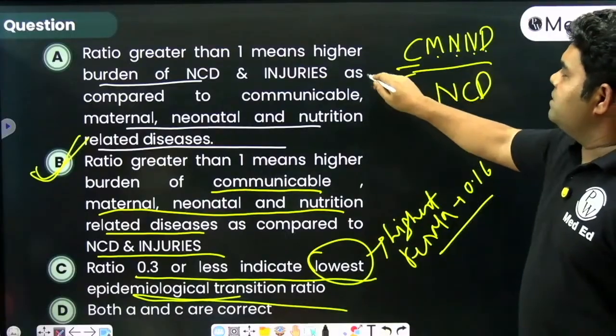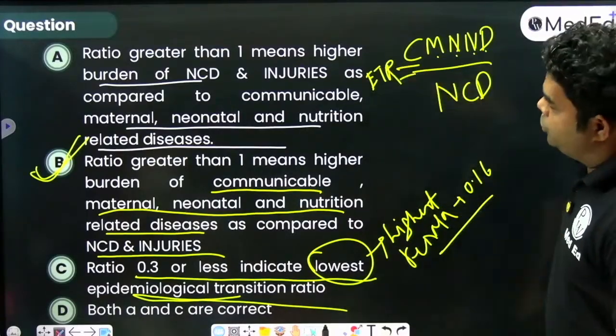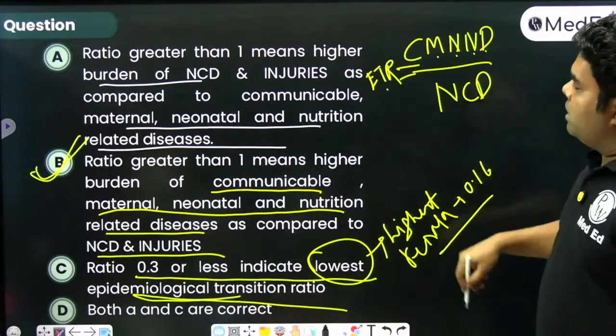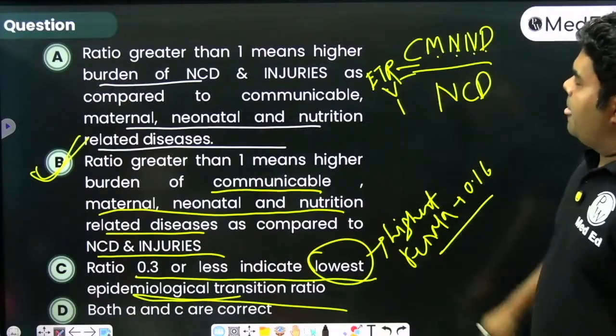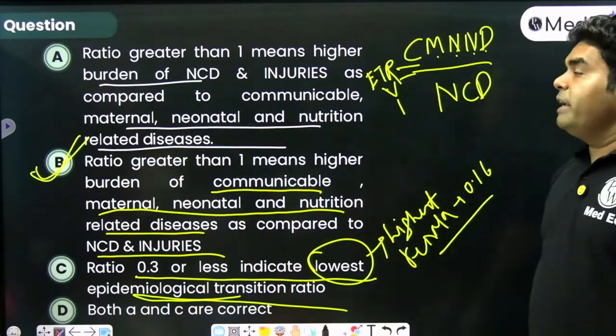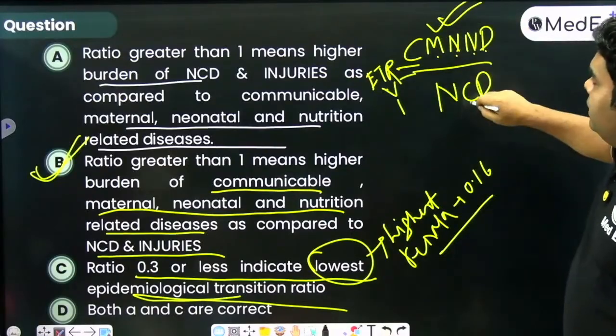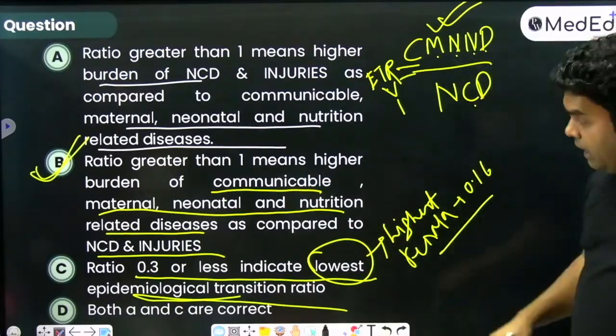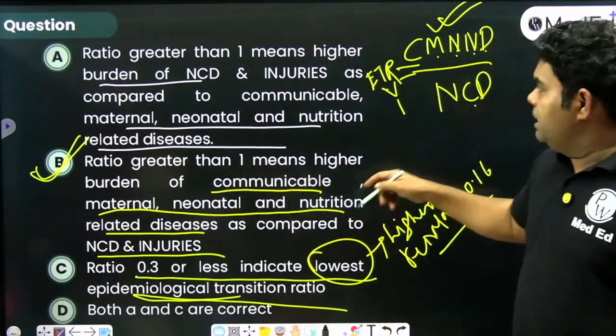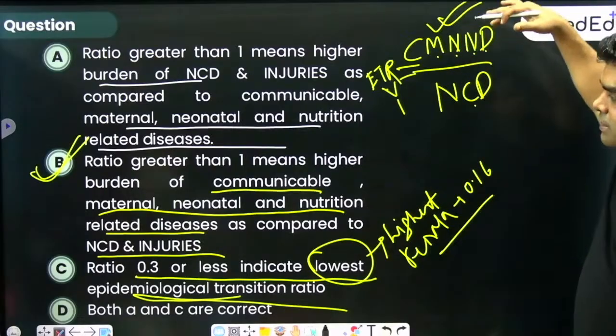This ratio is the epidemiological transition ratio. If the epidemiological transition ratio is greater than 1, it means we are talking about a country like Africa, where communicable diseases are still high and NCD is low. So a ratio greater than 1 means CMNND is high and NCD is low.